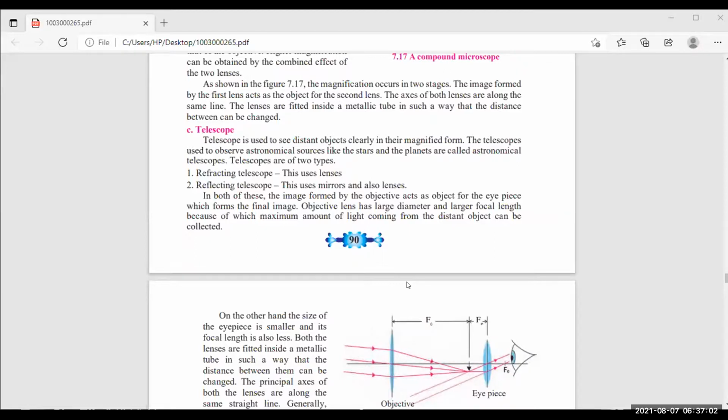The refracting telescope uses lenses, and the reflecting telescope uses mirrors and also lenses. Both are used in it. Its function and other details we are going to see tomorrow. Okay.